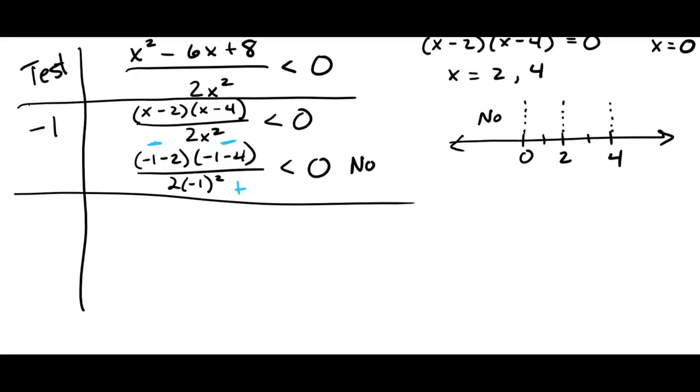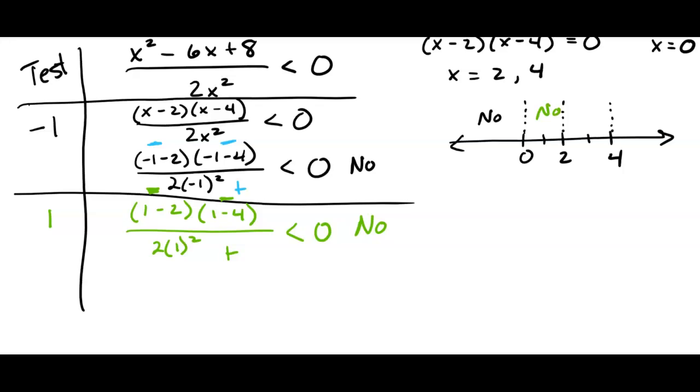All right, now we pick something between 0 and 2. Well, I'd like an integer, so I'll pick 1. And then I'm putting it in. So if we get 1 minus 2, 1 minus 4 over 2 times 1 squared. So now what do I get? I get a negative here, I get a negative here, and I get a positive here. Okay, so that's going to work. Or I'm sorry, that's not going to work, because I'm going to have positive over positive, which is positive, and I want it to be negative. So no, this section's not going to work either.